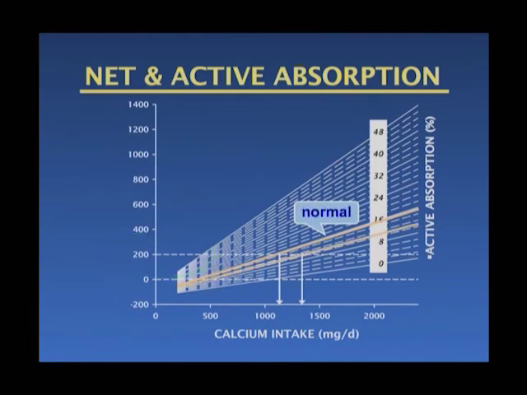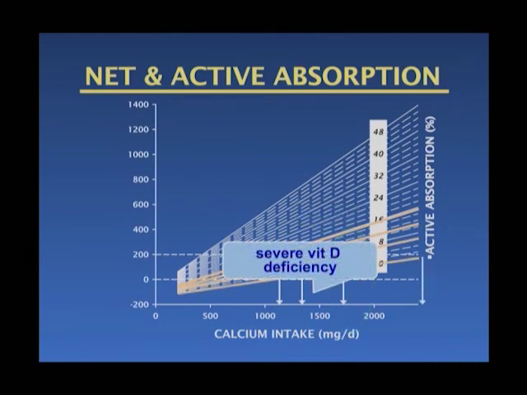Now, what happens when vitamin D status deteriorates? The active absorption line drops. So now you'd have to have 1,400 in order to meet that need. And if it drops still further, you might need 1,800. Until finally, in severe vitamin D deficiency, you'd need, say, 3,000 milligrams of calcium per day in order to get the amount that is required under those circumstances.